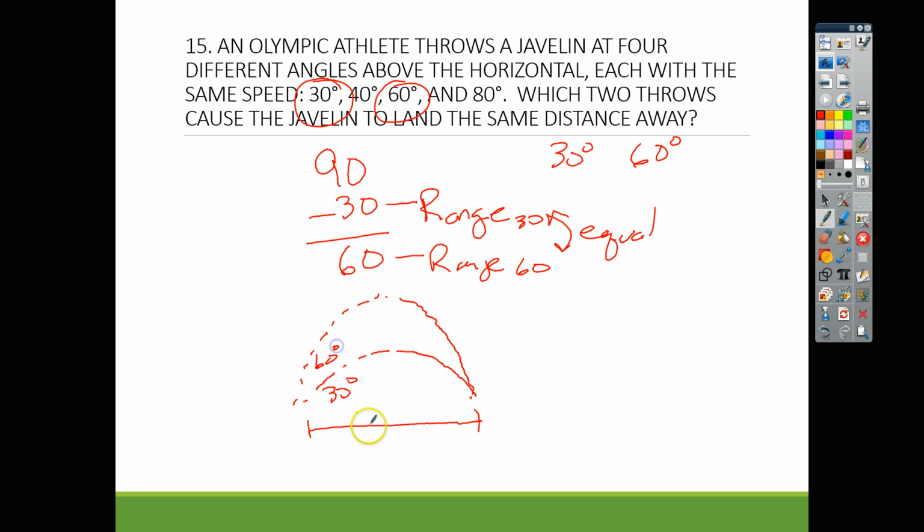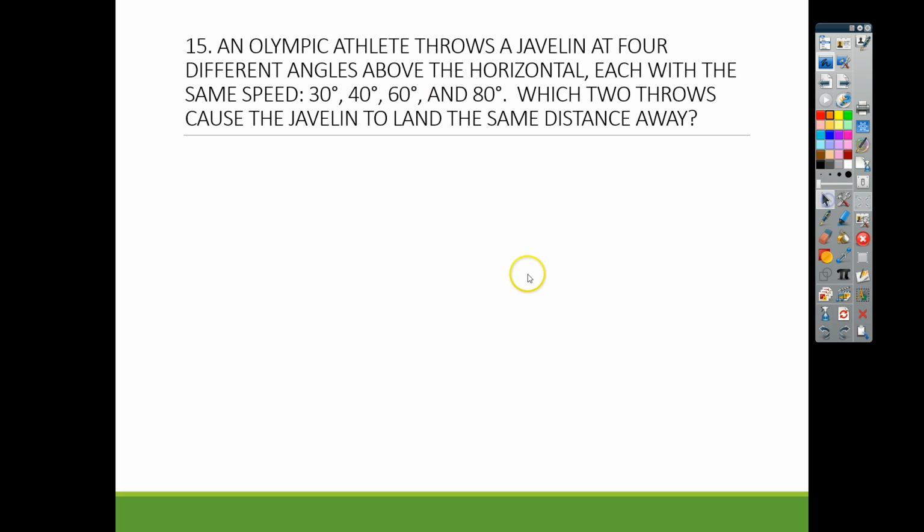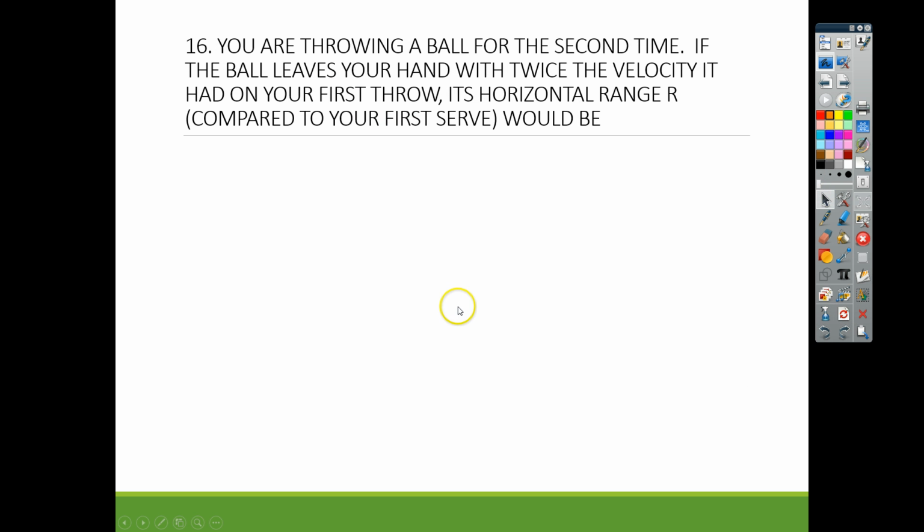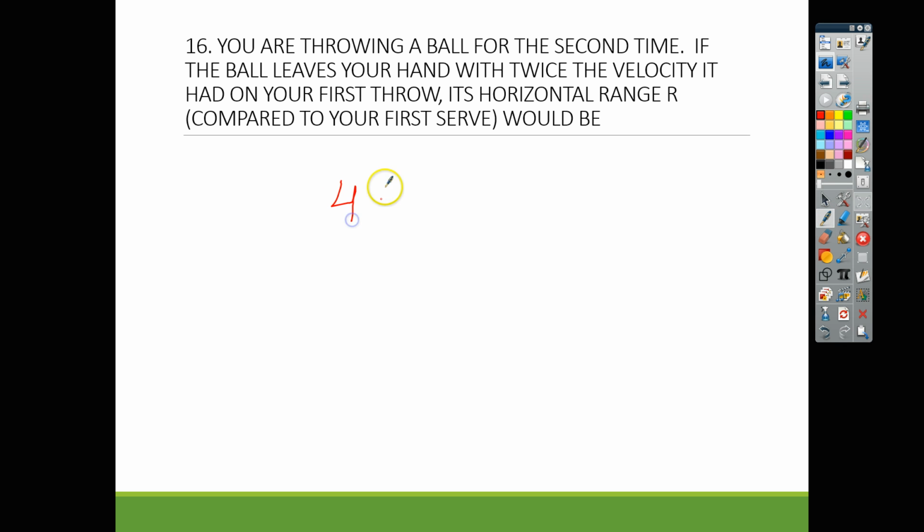So this one is 60 degrees. They both have the same range. For number 16, this one says if you are throwing a ball for the second time, the ball leaves your hand with twice the velocity it had on the first throw. Its horizontal range compared to your first one is going to be different. And for this one, it's actually going to be 4 times as much.